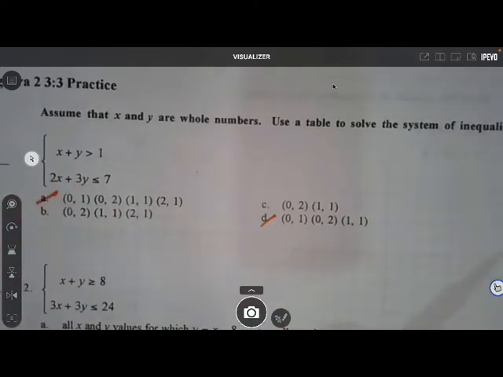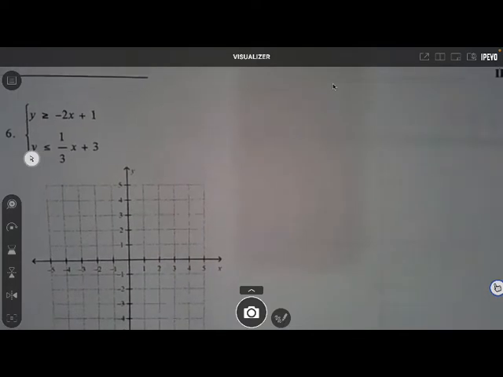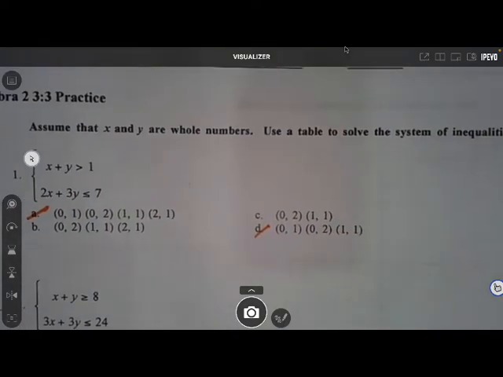Does this make sense, y'all? You just plug and play. You have to do that for both inequalities. So I'll let you finish this one, and then I feel like I need to go over one like number 5. So I'll give you a second to do these.